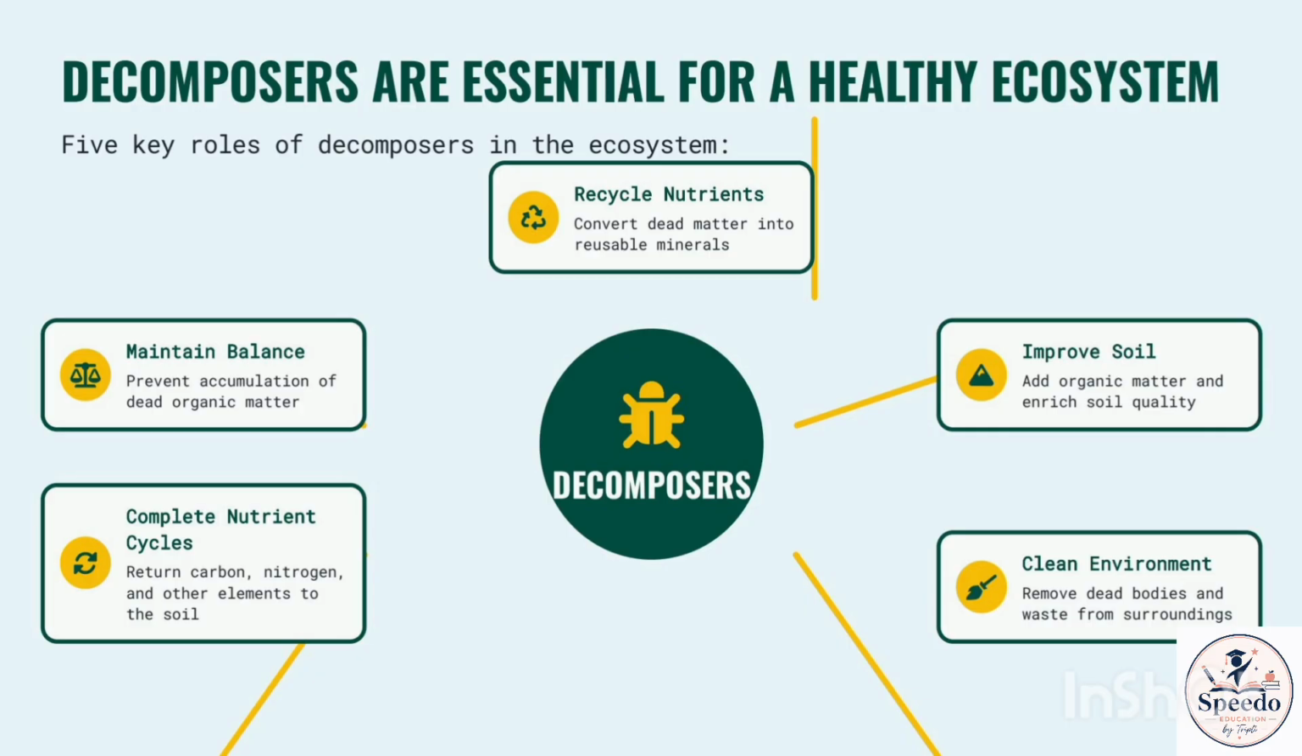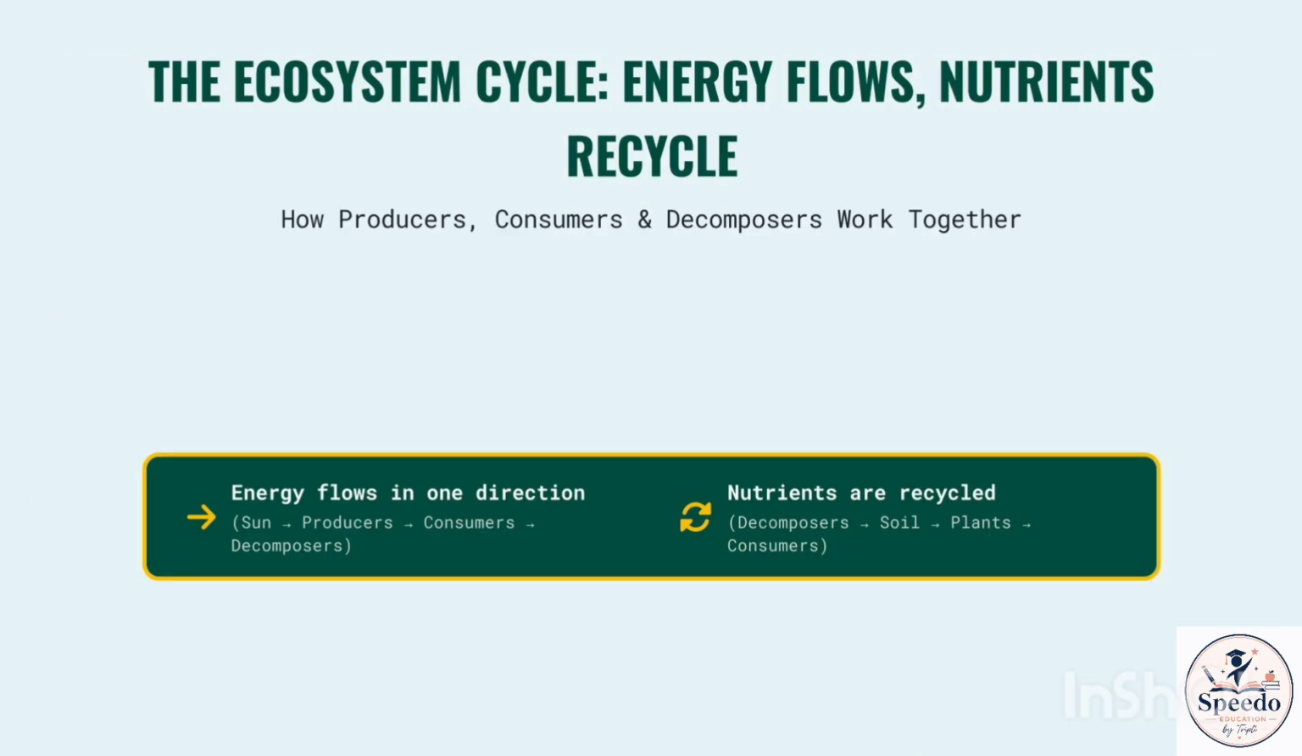Third, they keep the environment clean. Imagine if dead leaves, fallen trees, and dead animals were never decomposed, they would continue accumulating year after year, making the environment dry and unhealthy. Decomposers naturally clean the environment by breaking down this waste. Fourth, they complete nutrient cycles. Decomposers play an essential role in nutrient cycles such as the carbon cycle and nitrogen cycle. By returning nutrients to the environment, they ensure that these materials can be used again by producers.